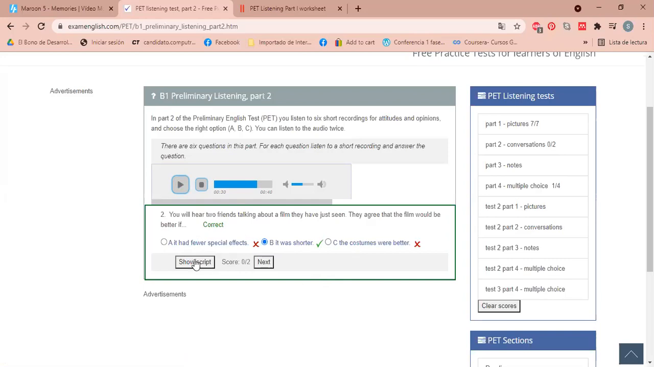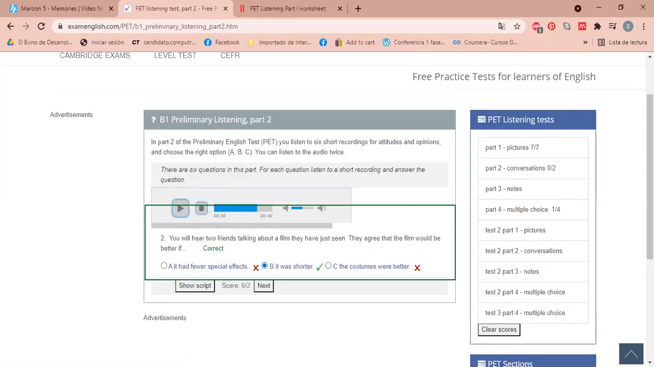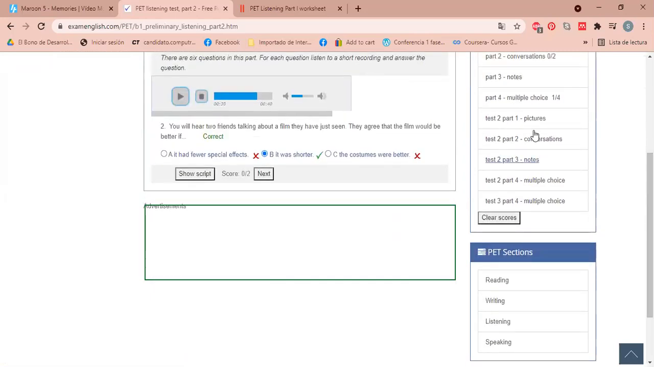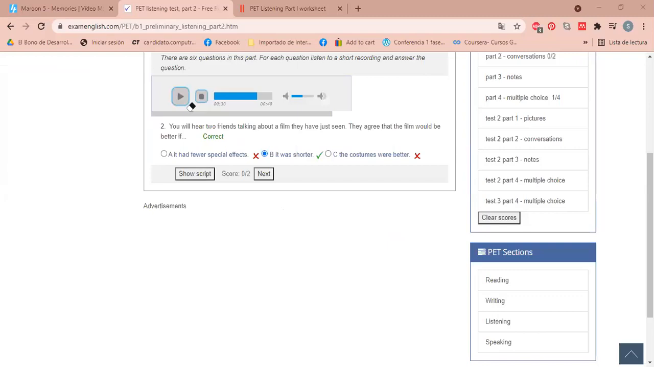Okay, guys, let's practice another part 2. Vamos a practicar la parte 2 desde otro recurso. Let me share with you, so you can also see how this part 2 is going on. Okay, just give me a second and I change the screen so you can see it as well.